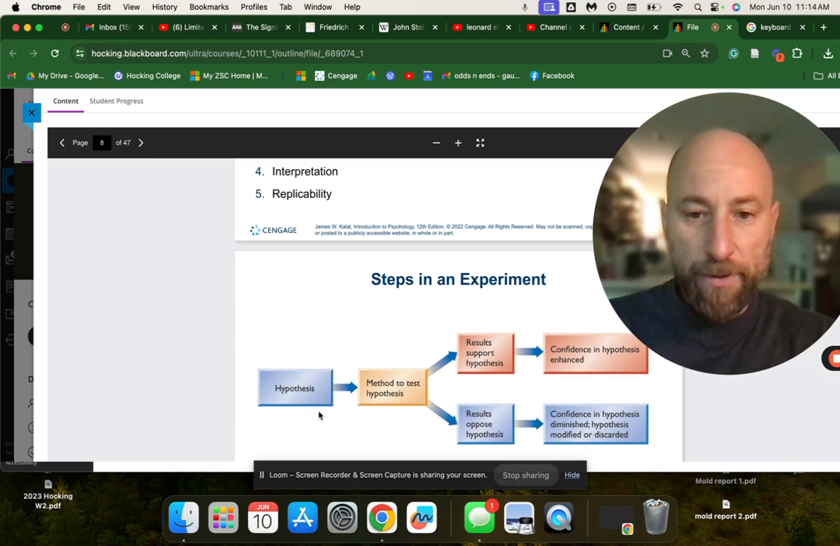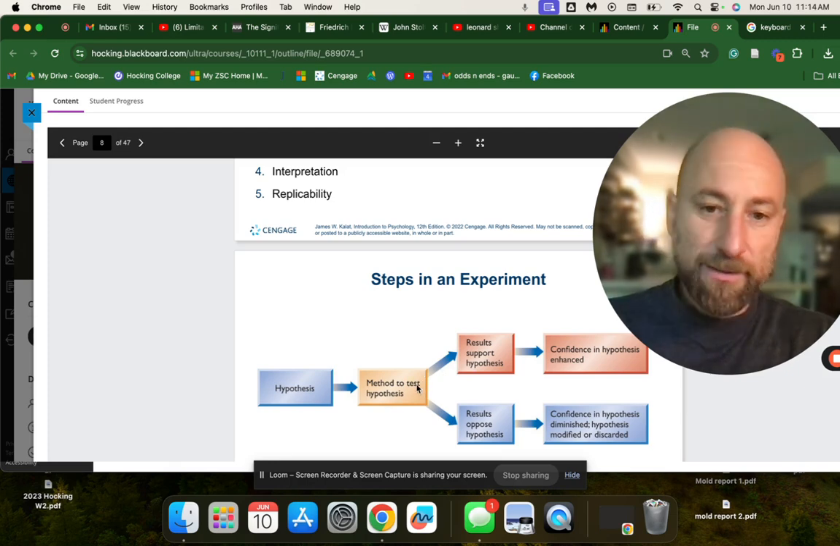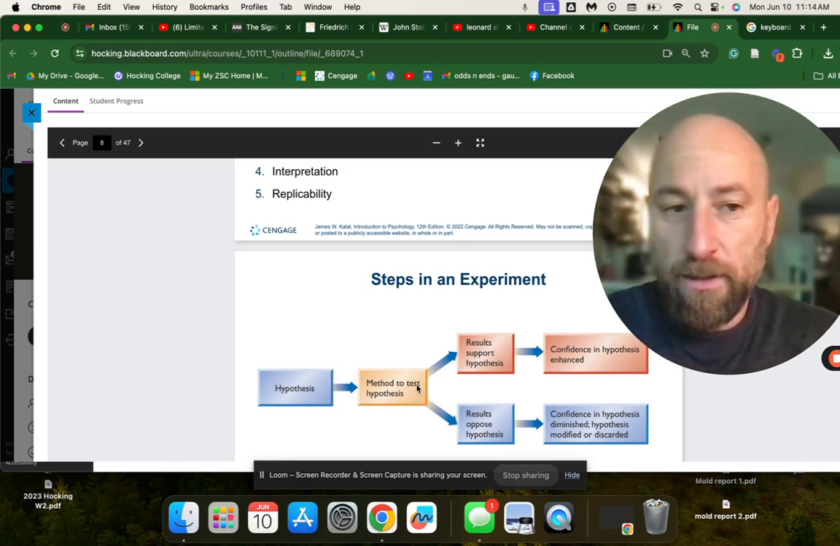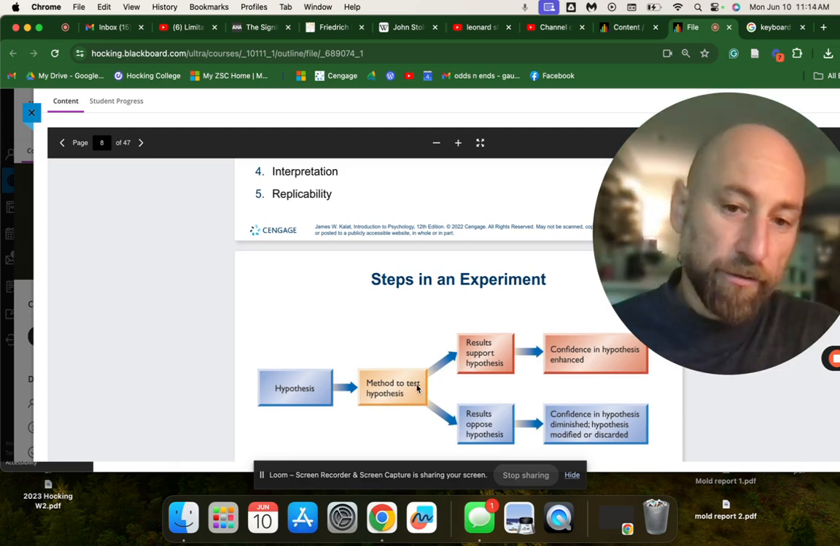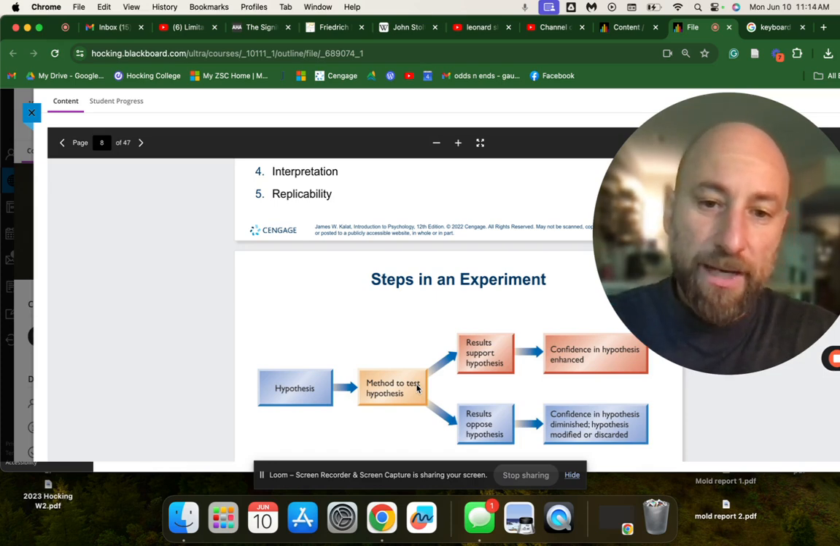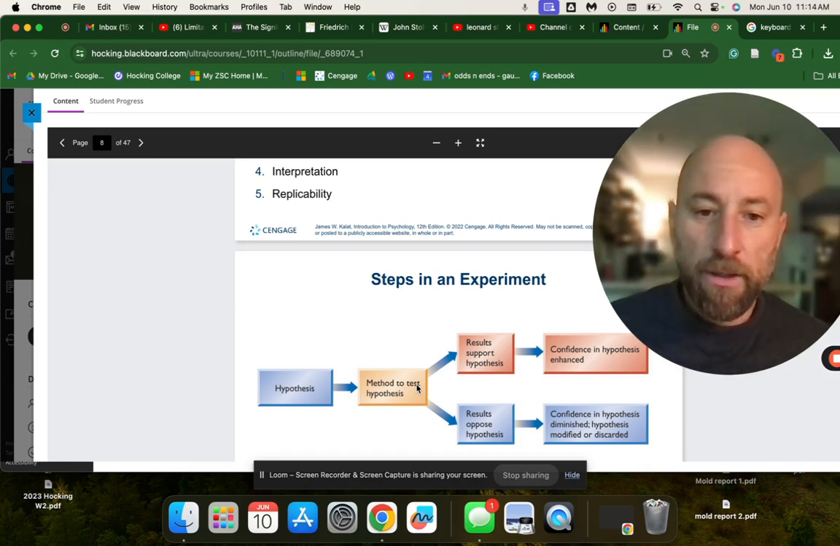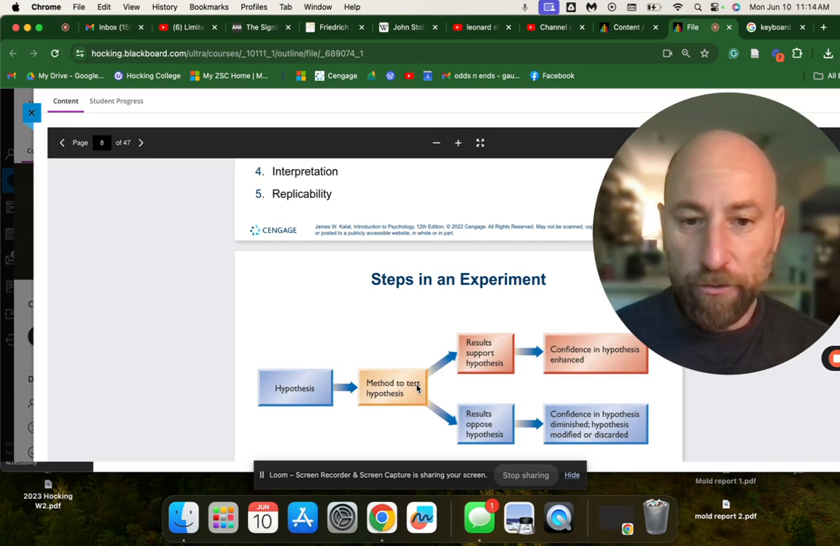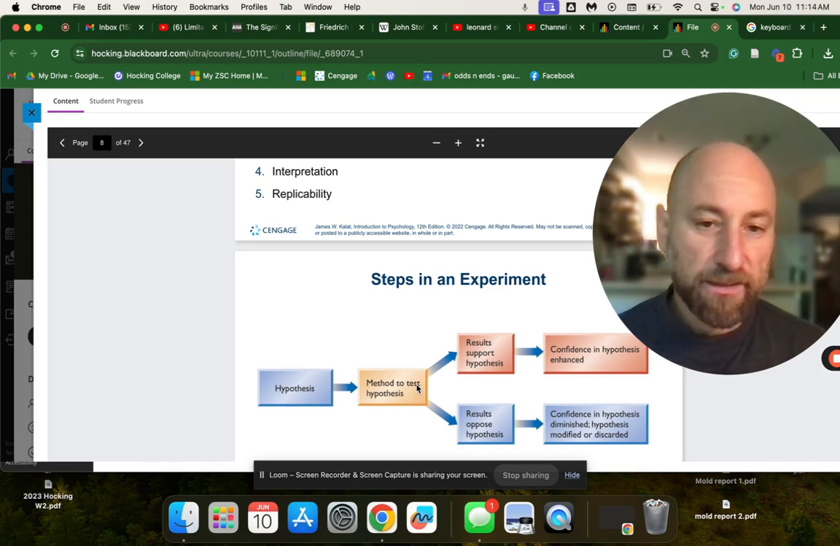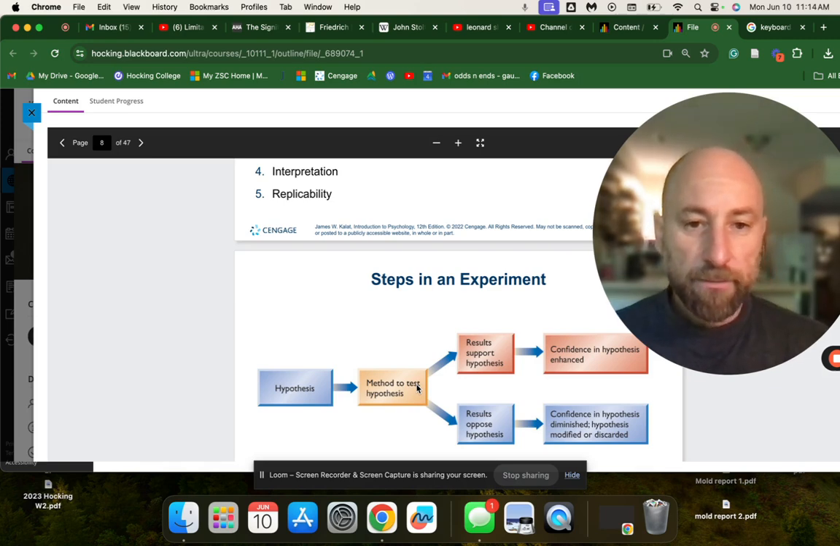Steps in an experiment. We've got our hypothesis. We've got our method to test. Our hypothesis is that using your phone for a long period of time, say 2 hours, is going to make you more anxious than when you started. Okay, what's our method to test? Well, we bring people into the lab. We have them stare at their phone for 2 hours on TikTok or whatever app we choose.